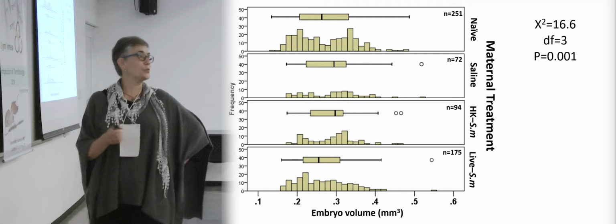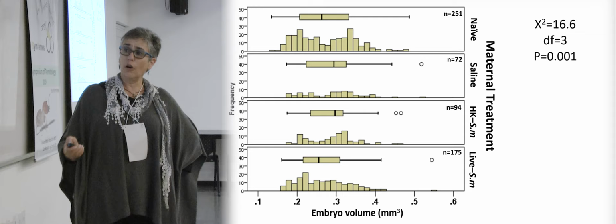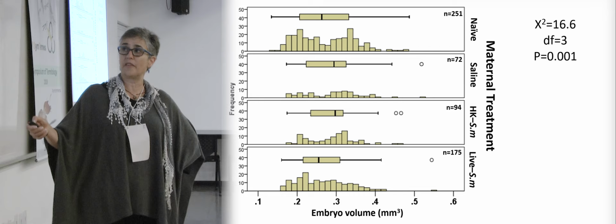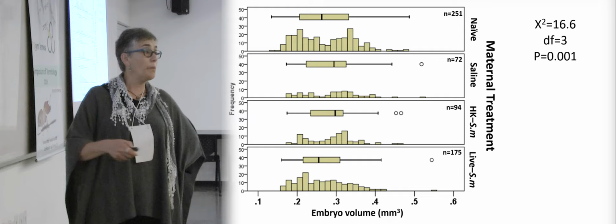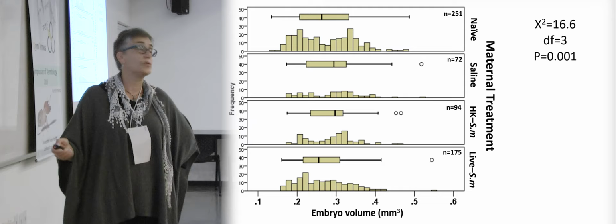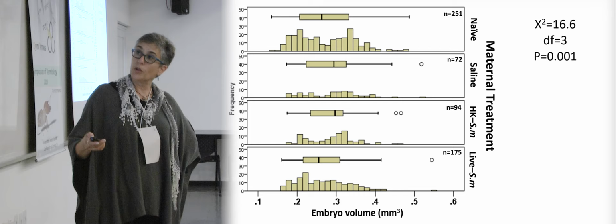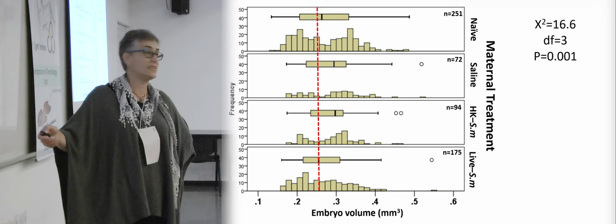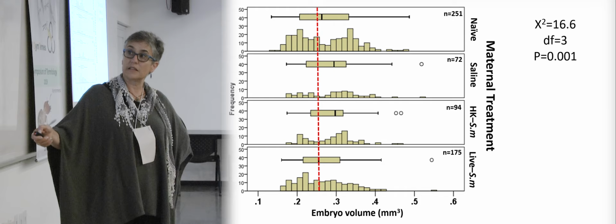This is the frequency distribution of egg volume as a function of the maternal treatment: naive mothers, saline mothers, heat-killed, and live. When you compare these statistically, you basically see that these distributions differ from one another. When you look at the median, I've put the box plot on top that represents this, so you can see where the median is based on the data. This little line is the median.